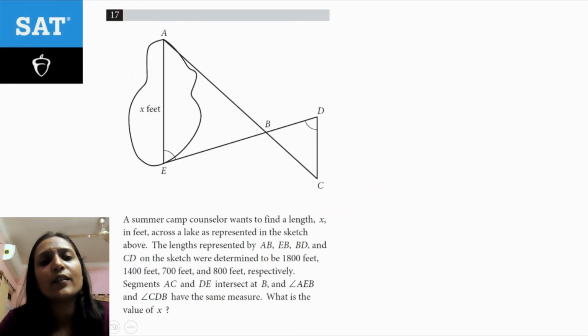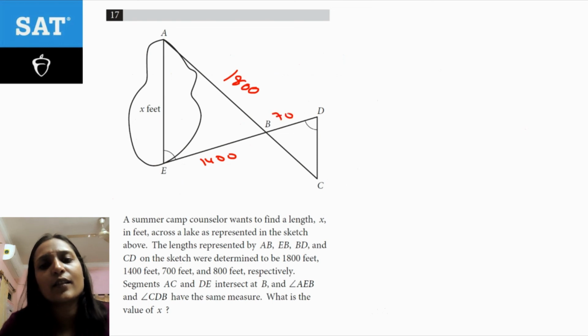So let's move ahead to the free form next question over here. A summer camp counselor wants to find the length x of the lake over here, and this is represented by AB, EB, BD, CD, and the sketch where AB is 1800. So AB is 1800. EB is going to be equal to 1400. And then we are saying BD is equal to 700 and CD is 800.